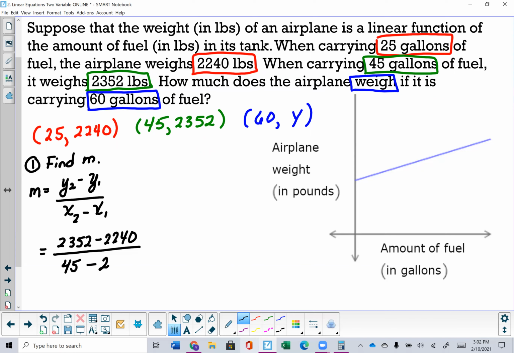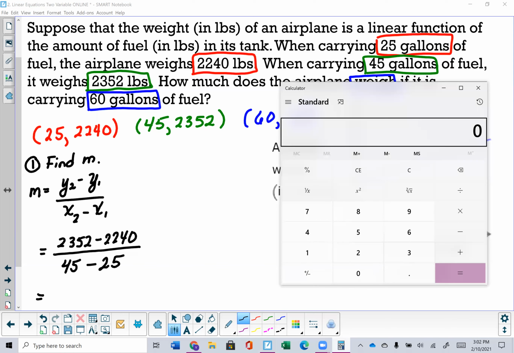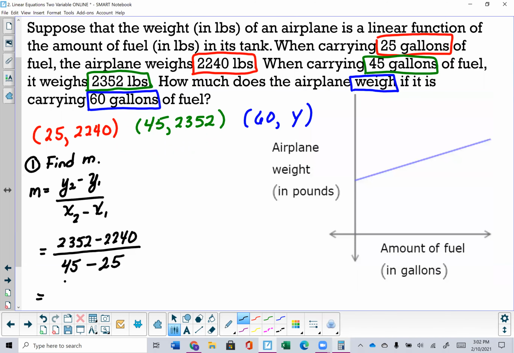minus 25. Okay, now these questions are on your application assignment where you are permitted to use calculators. It says it right on the assignment. So it is okay to use a calculator to evaluate this. So we have 2352 minus 2240, and that gives us 112 over 45 minus 25, which is 20.